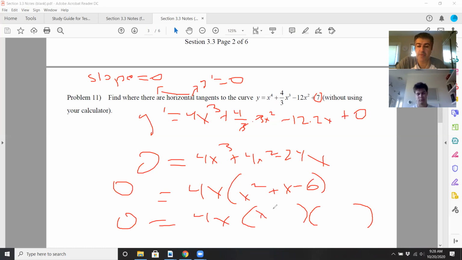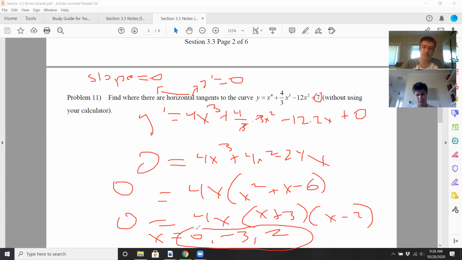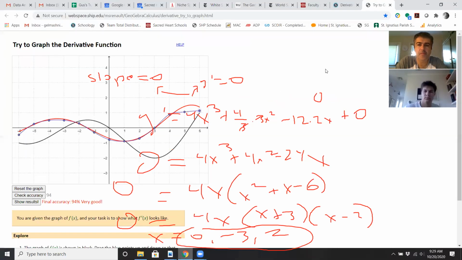Anyway, that's x plus 3, x minus 2. There are ways you can do that, but that's a pretty easy one. Just two numbers that multiply to -6 and add to 1. If you FOIL it, you would get back to that. So what values of x would make this true? Obviously 0, because that makes it 0 right there, -3, and 2. So that's where I have horizontal tangents, at those 3 locations. So questions about that one? Let's actually verify this. We'll go to Desmos.